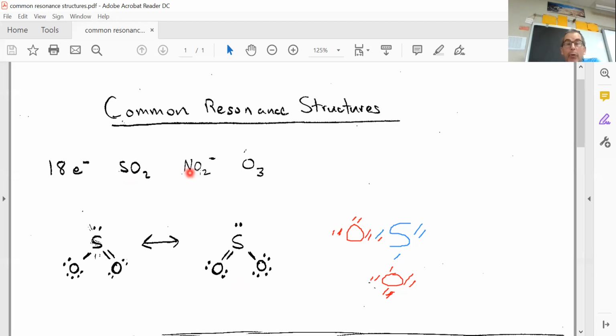Now notice NO2 minus has 18 electrons. It's going to have a similar structure, except this extra electron will go into place. O3 is another one that has a similar structure like this.